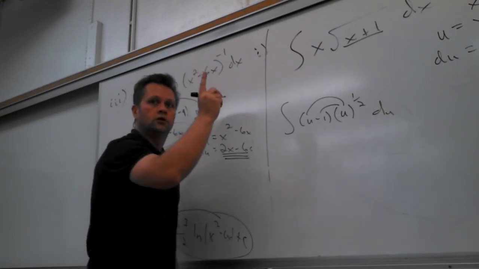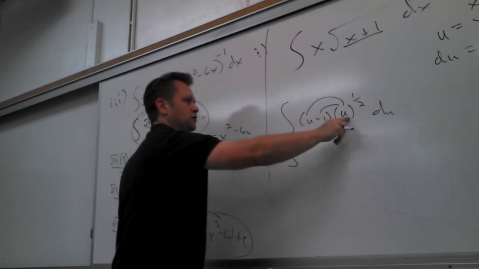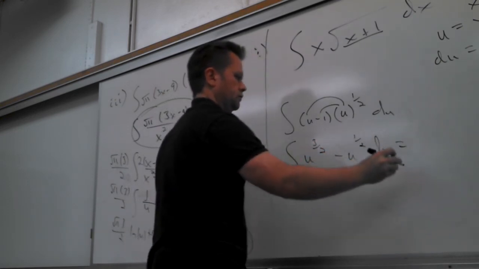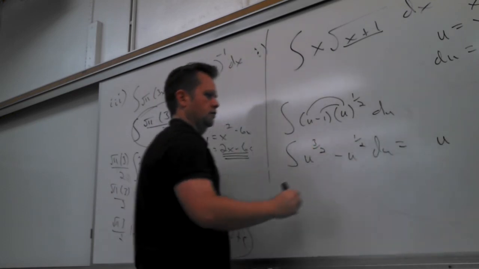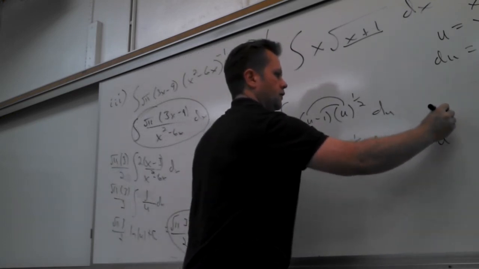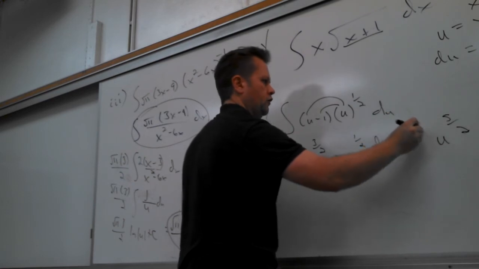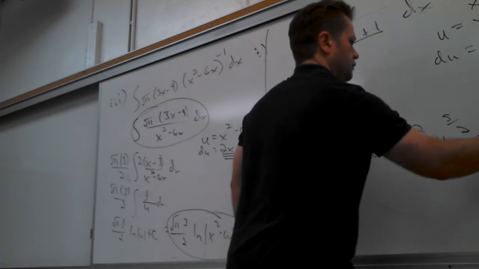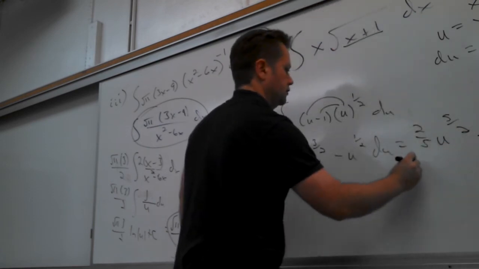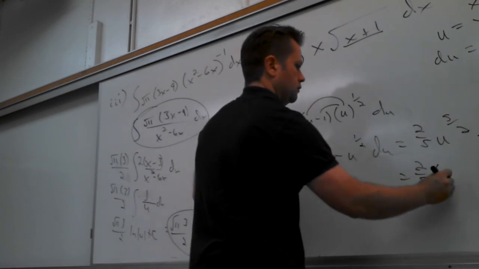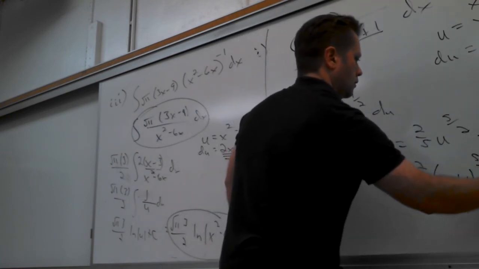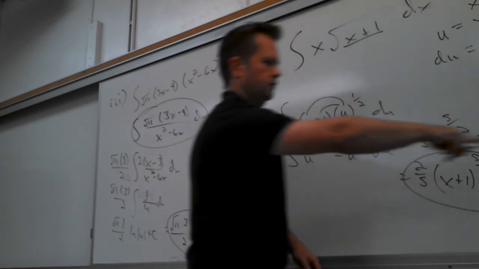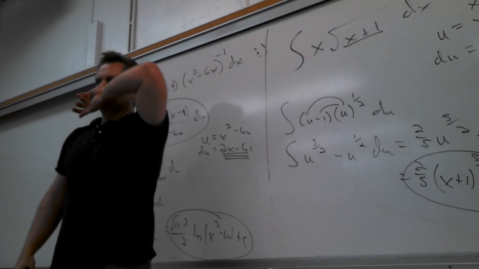So let's see. What do you get when you distribute? 3 halves minus u to the 1/2. And what's the integral? 3 plus 2? 5 halves, and in front it would be 2/5. So write the power first: 2/5 u to the 5 halves, minus u to the 3 halves, and in front there's 2/3. And u was x plus 1. So if you took that guy's derivative, you would end up here. Wow. It's kind of cool.